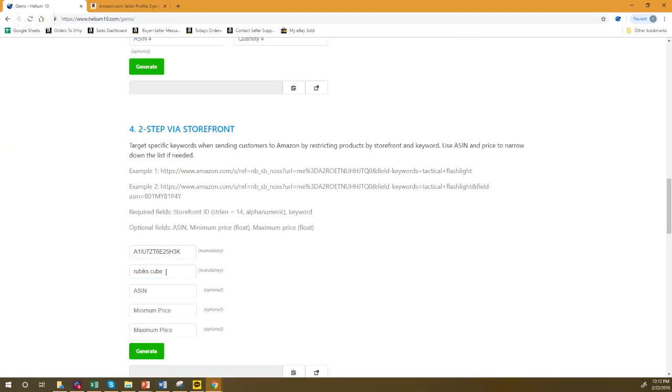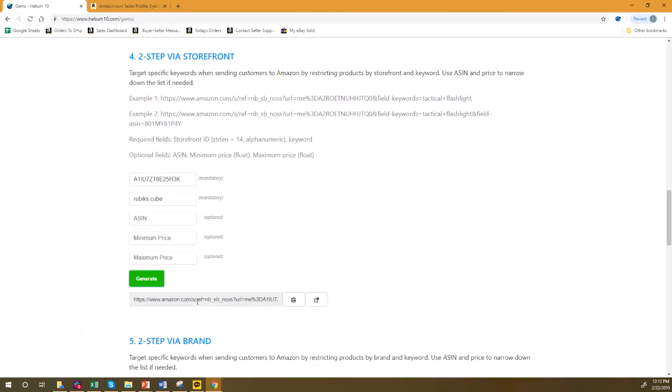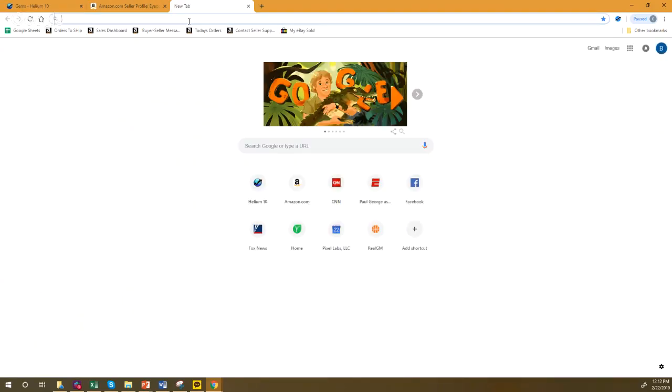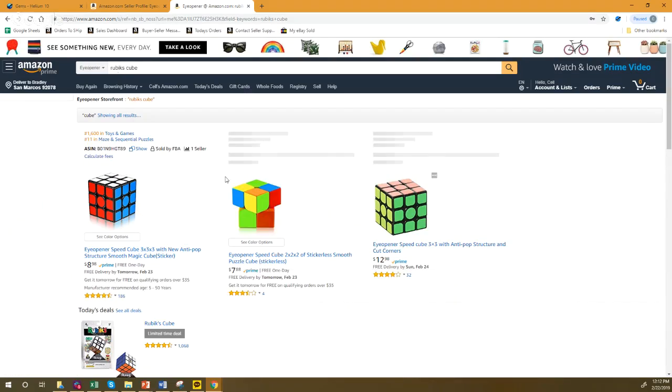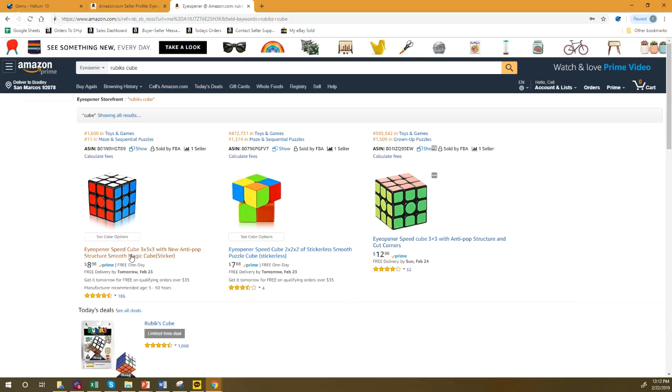So now from just these two, I can generate this URL. This is the URL that you would give to customers, and this is how it looks once they use it. Now this is their storefront, and it's like we just searched for Rubik's Cube. If they click on this, Amazon sees that this person searched for Rubik's Cube and clicked on this, so it's going to help your ranking for Rubik's Cube.